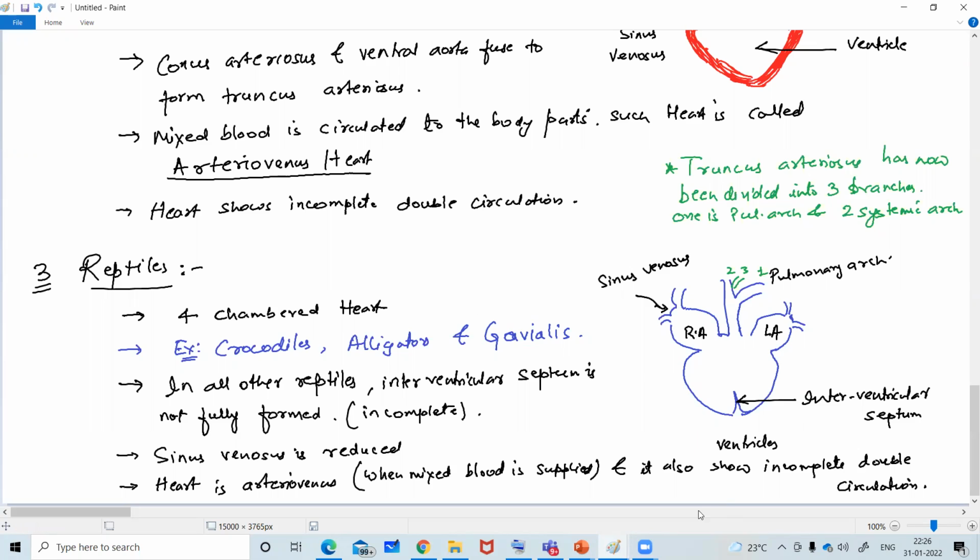Okay, we'll stop here, and in the next lesson we'll continue with the birds and the mammals, and we'll see the detailed structure of human heart, how it looks like, what are the parts, how many types of chambers are there, how many types of blood vessels and nerve cells are there. All these things will be covered in tomorrow's lesson.